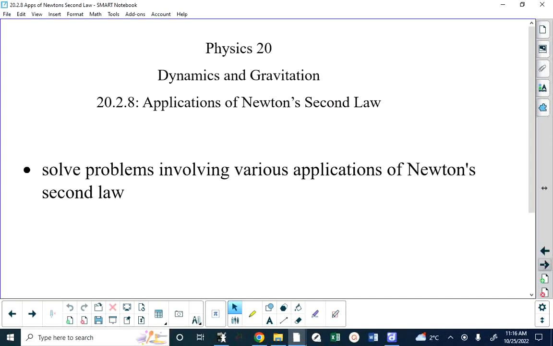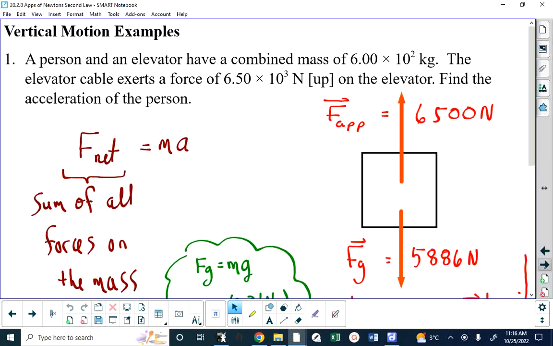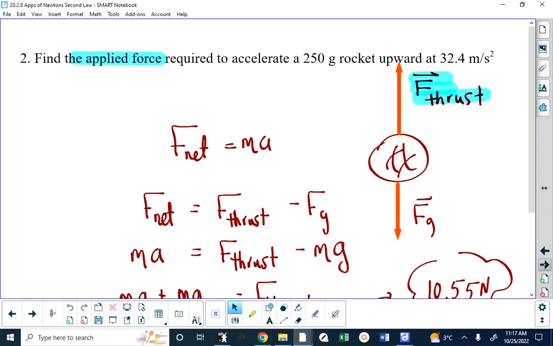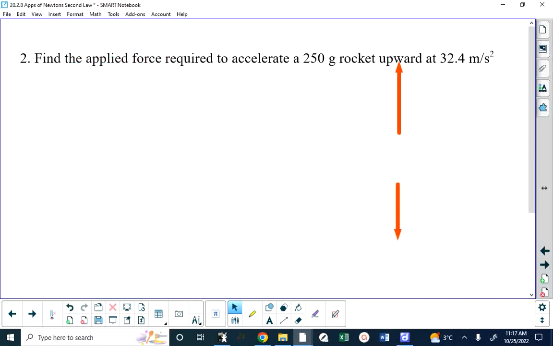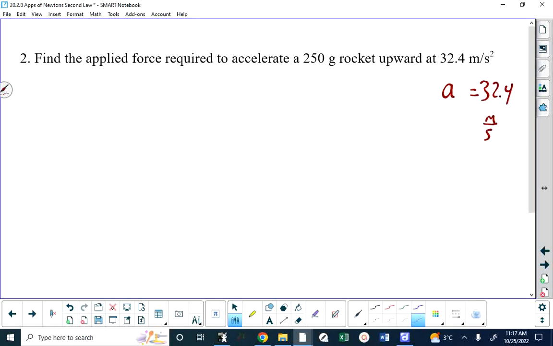But one of the days we had vertical motion problems. One of the days we had ramp problems. Well, I'm going to go to a question here, this one. And let's look at this. You've already done this, but let's read this together and think it through. What is the applied force required to accelerate a 250-gram rocket upward at 32.4 meters per second squared? So this is the acceleration. And that acceleration happens to be up. And the mass is 0.25 kilograms.